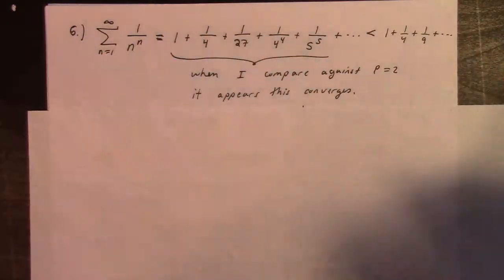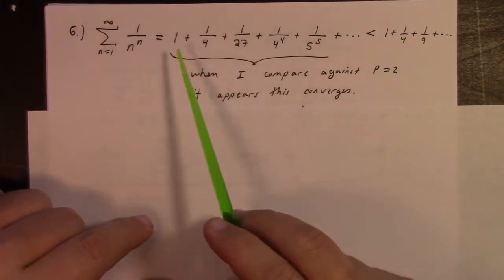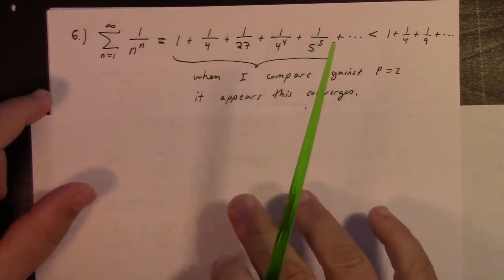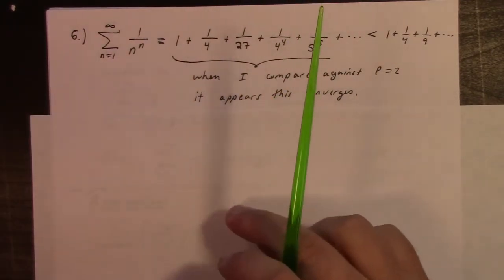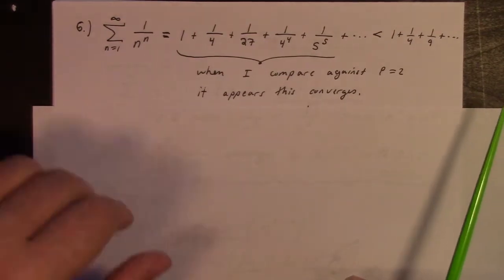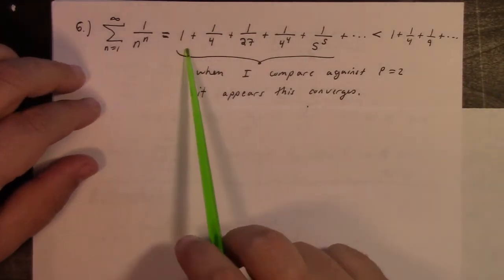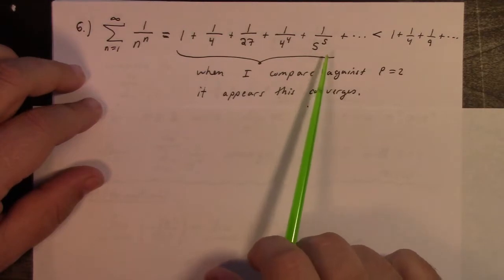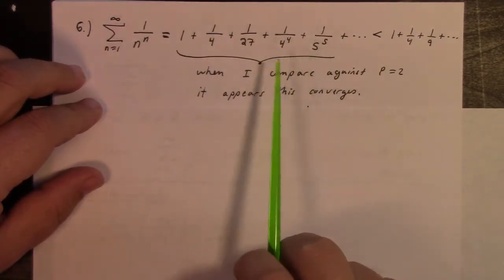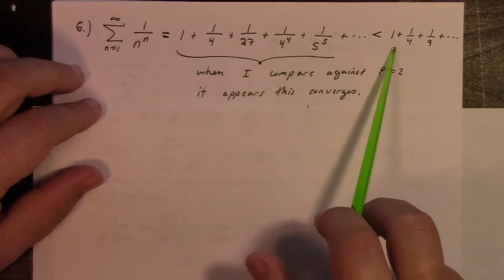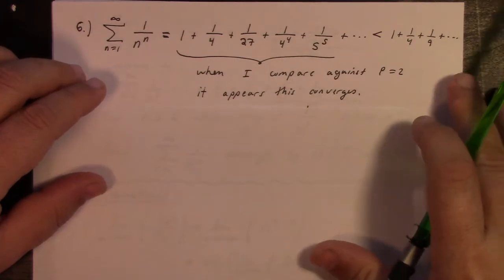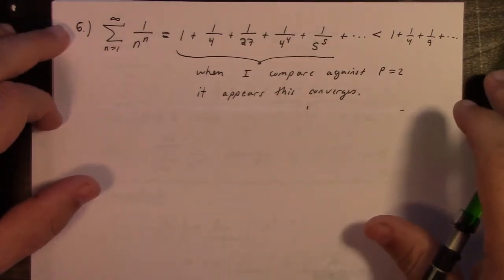So example 6: 1 over n to the n. Oh my goodness. What on earth is that? 1 over n to the n. That sounds unpleasant. So let's see here. If you look at it, it's something that's smaller than the p equals 1/2 series. So that suggests to me that I could compare against p equals 2 and maybe I'll have success. So let's see if it works out.